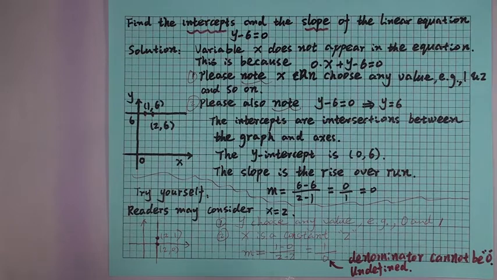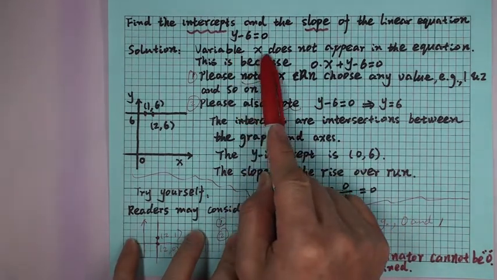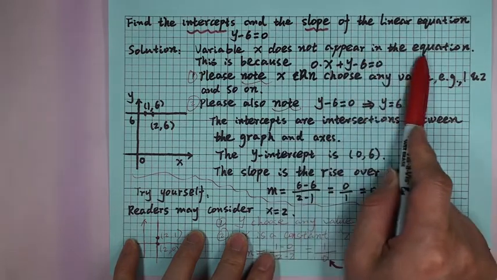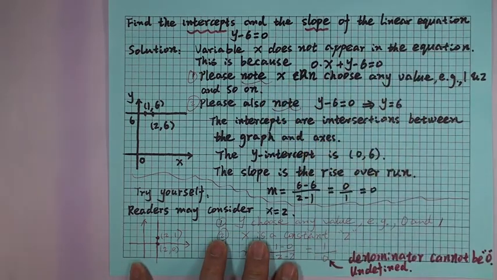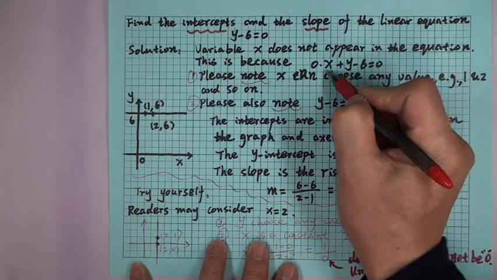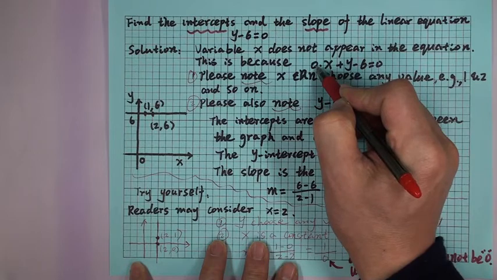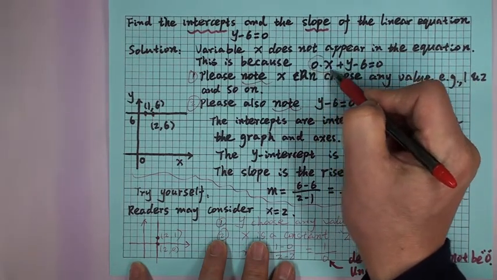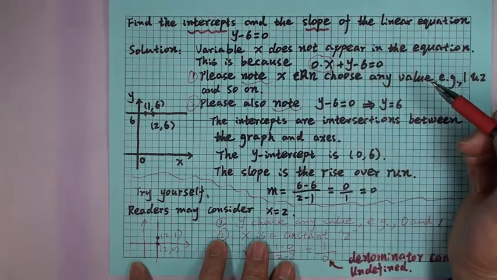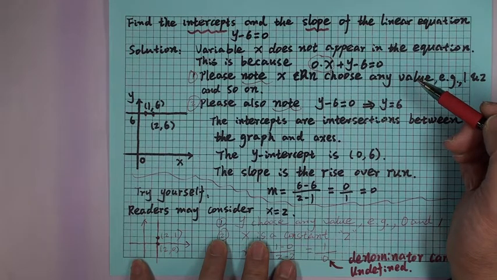First of all, variable x does not appear in the equation. This is because in front of x, the coefficient is 0, and 0 times anything is 0. Okay? So that's the reason x does not appear.